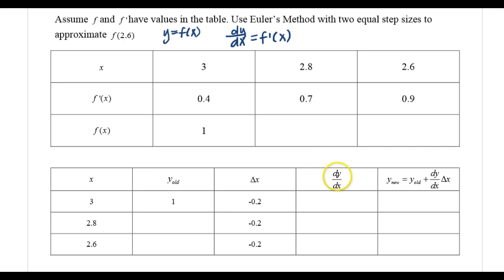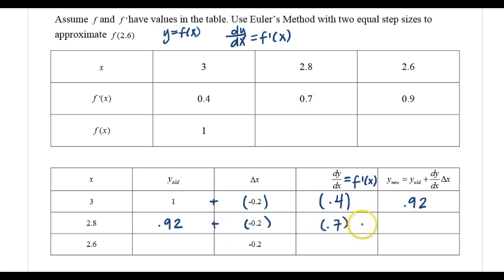And now my dy/dx is really my f prime of x at these different x values. So f prime of x, well, the x value is 3, so f prime of x at 3 is 0.4. So 0.4 is going to be my slope, and I'm still performing the same operation across here. It's 1 plus negative 0.2 times 0.4, and that is 0.92. And now 0.92 can move down to my y old. And again, I'm still going to add my delta x, my negative 0.2. And this time I need f prime of x, where my x value is 2.8. So at 2.8, f prime of x is 0.7.